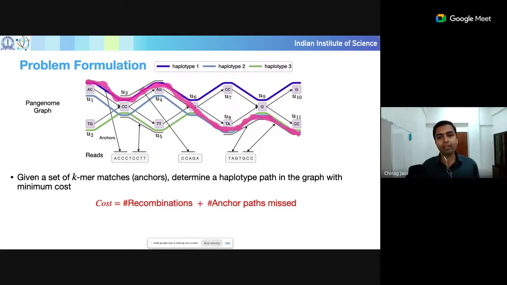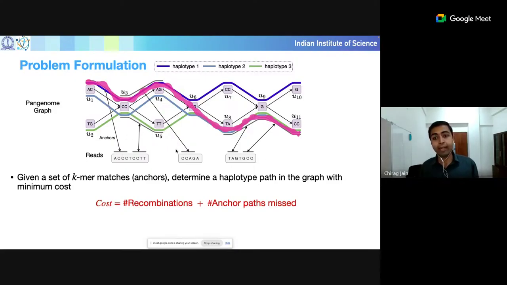So here is an example. Let us say my inferred path is shown in pink color. Then this pink path has one recombination. So there would be a cost of recombination because I'm switching from this dark blue path to the light blue path at this point. And also observe that I'm missing some of the k-mer matches. So for example, this substring CCTT is not matching as a path to this inferred path anymore because I missed this anchor.